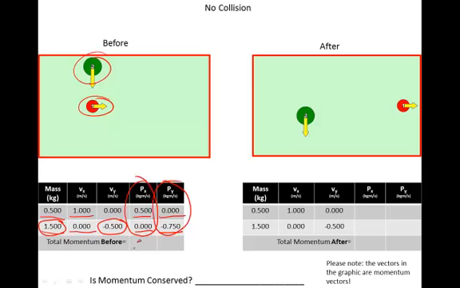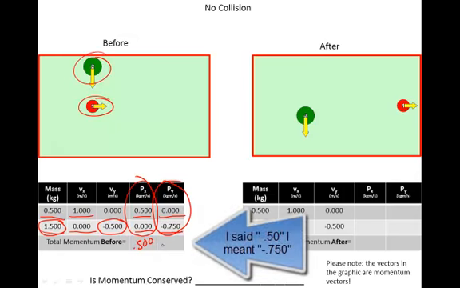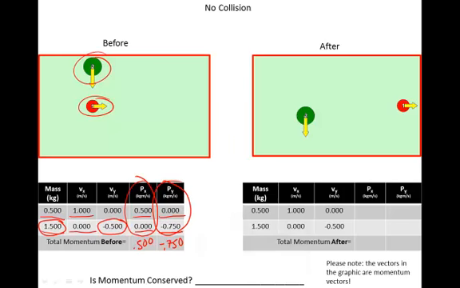We get 0.500 kilogram meters per second of both objects at the beginning of the simulation, and at the end we get negative 0.50. Now in this particular simulation they don't collide, so at the end we would still expect to have the same momentum and the same velocities.